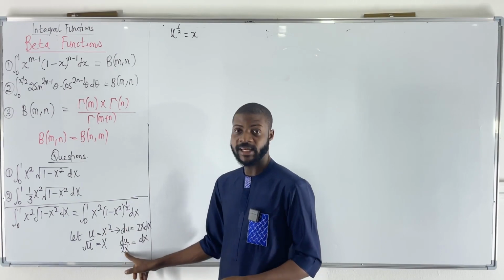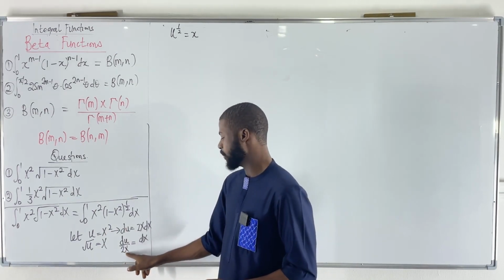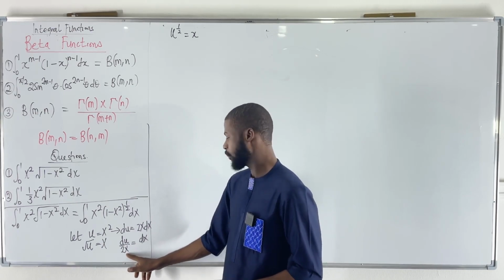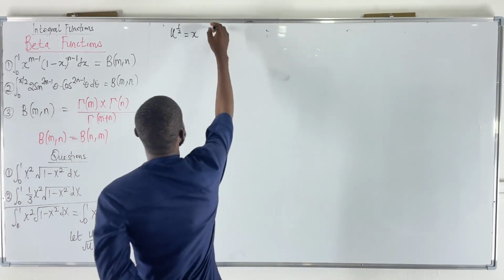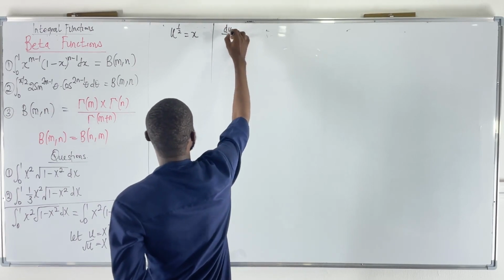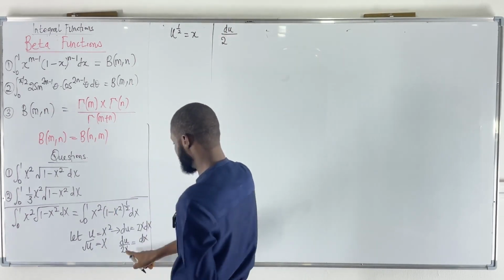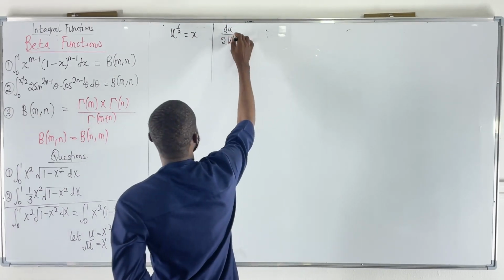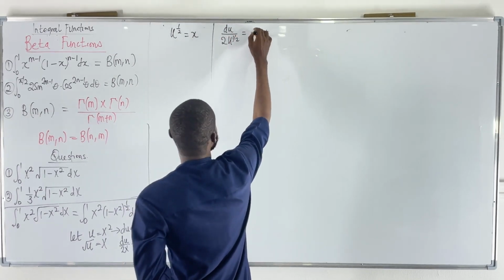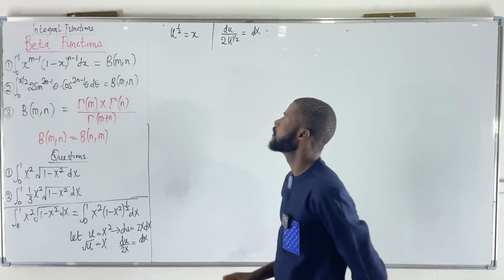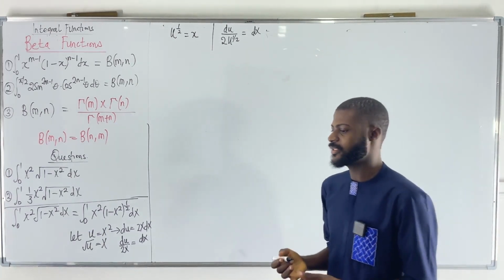The only problem now is, after doing this, this side should only have u, but there's an x here. So what I'm going to do is to make sure that I replace the x right here with something that has u. So let me write it like this. This is du divided by 2x. X is u to the power of half. And this will equal dx. And I kind of have every single thing I need to solve my integral.